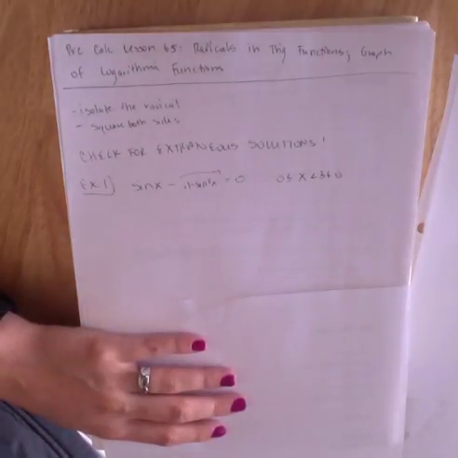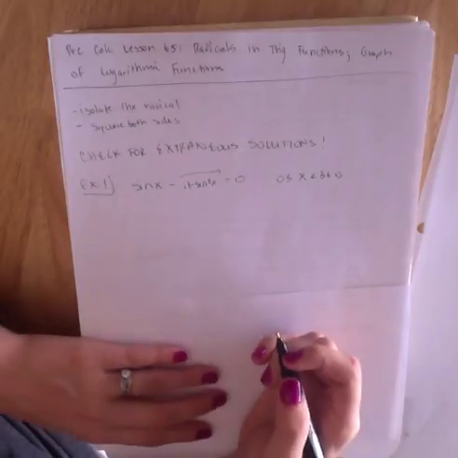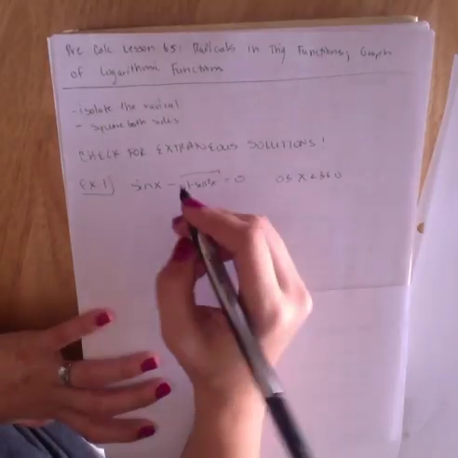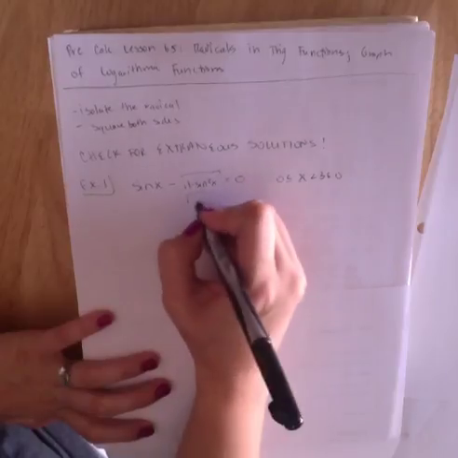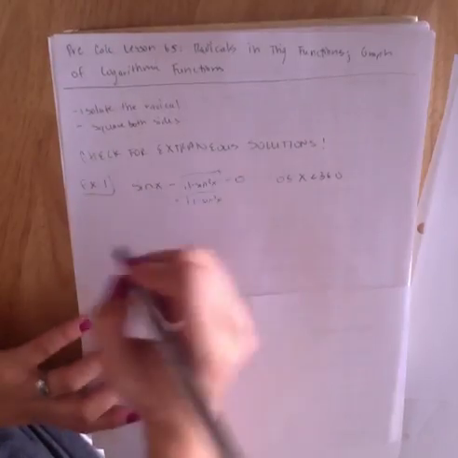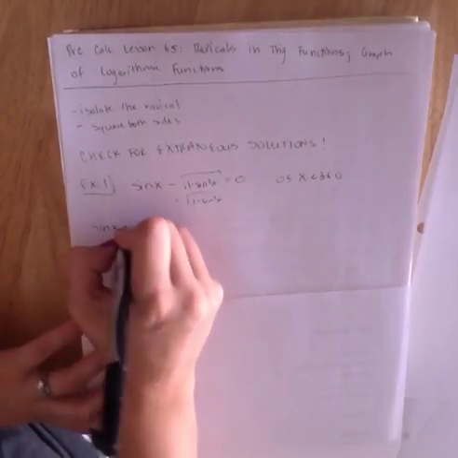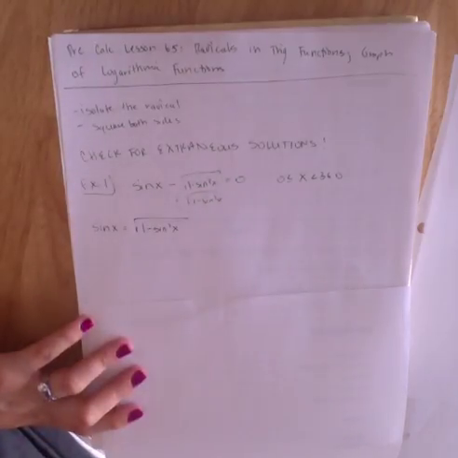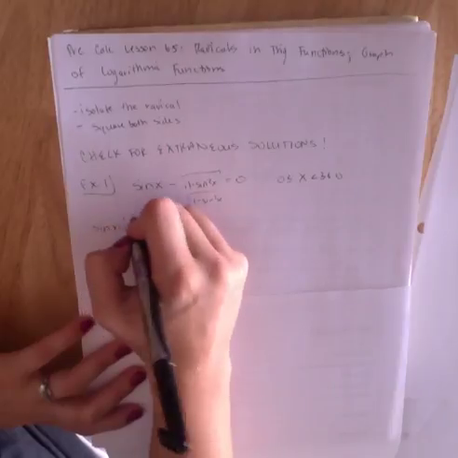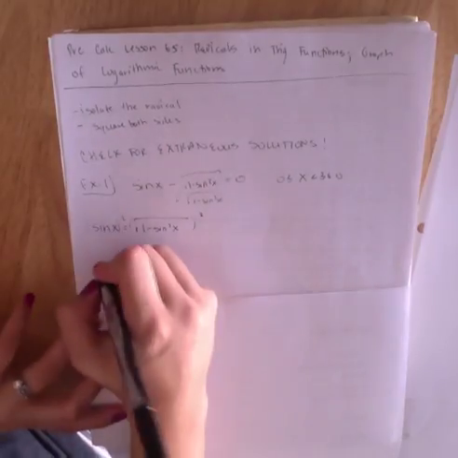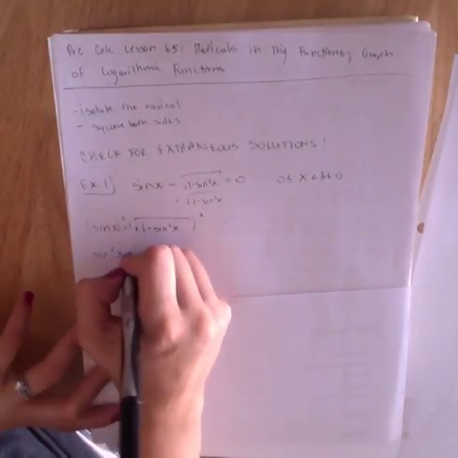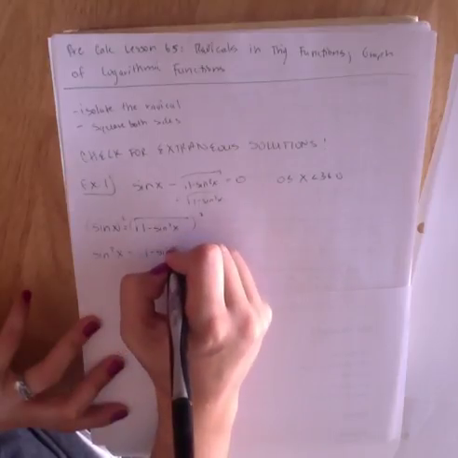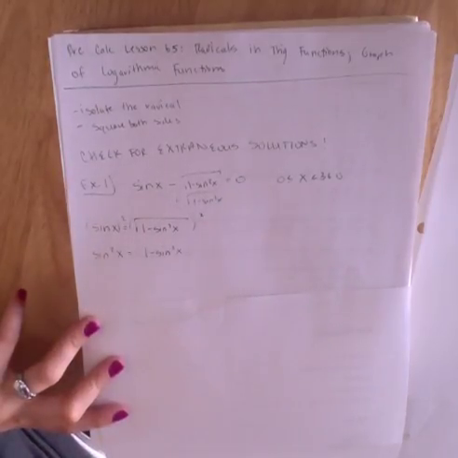We have the sine of x minus 1 minus the square root of 1 minus sine squared x. I'm going to add my square root over. So I get the sine of x equals the square root of 1 minus the sine squared of x. And I'm going to square both sides. So I get the sine squared of x is 1 minus the sine squared of x.